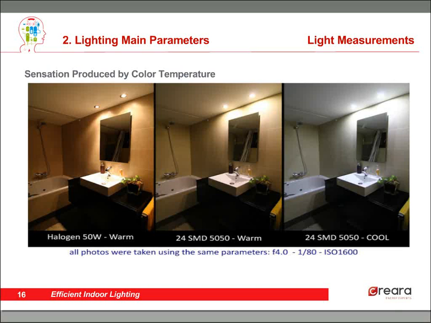We can see in these pictures how the same objects look when illuminated with different lights. The left picture is with a warm light, and the right picture is with a cool light.